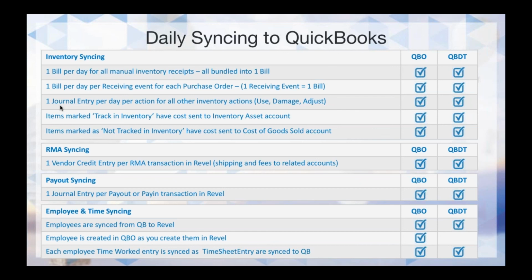The inventory actions that we use are all performed by journal entries outside of the bills. We would have 1 journal entry each day per action. So use, damage, adjust, waste. Each of those categories would have a journal entry that outlined all of that each time that action was used throughout that day. So if you used each of those, you'd expect 4 journal entries, each siloed by type. So one would be use, one would be damage, one would be adjust, and one would be transfer out or waste.